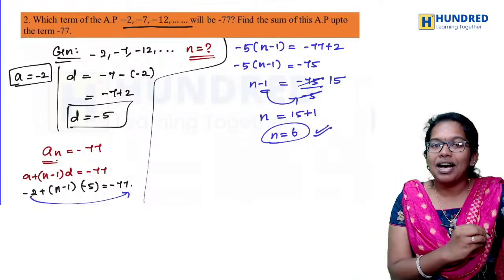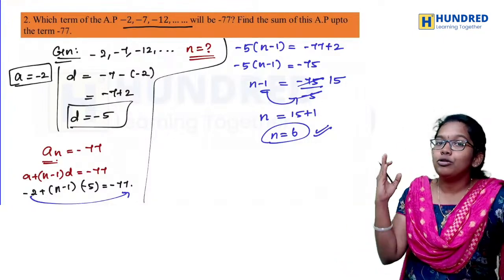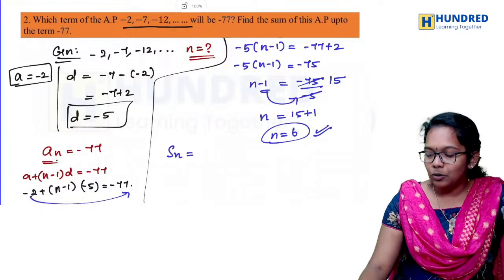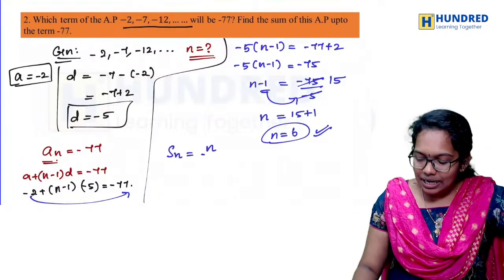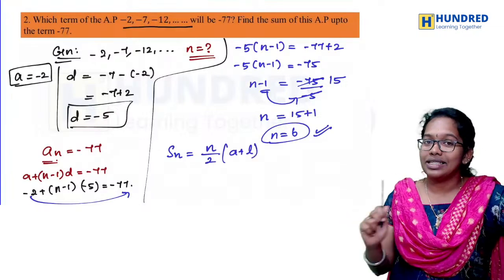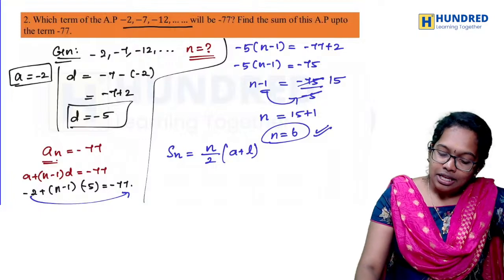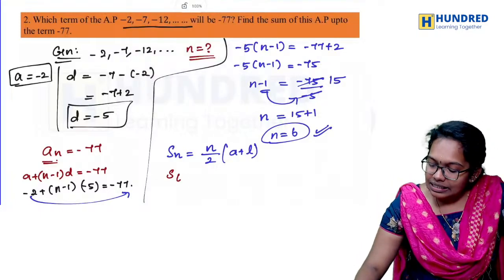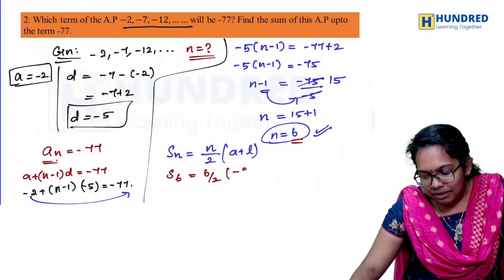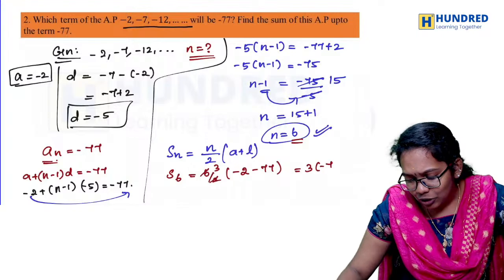Now what is the second part of this question? The second part, they are asking us to find the sum of this AP up to the term minus 77, which is nothing but Sn. I can use the formula n by 2 into a plus l, because I know the first term, which is minus 2, and the last term, which is minus 77. So from this, the n value is 6. So 6 by 2 into a is minus 2 and l is minus 77.